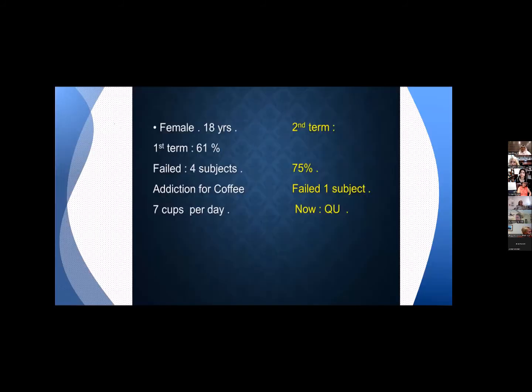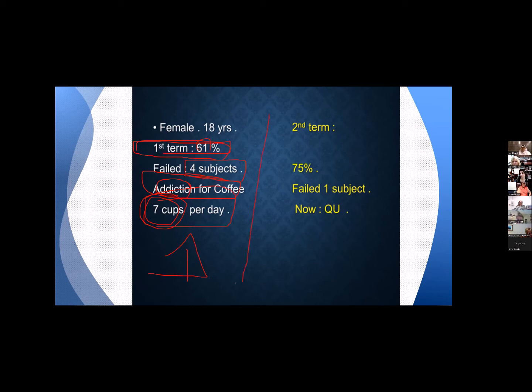And we have this little lady. She is in high school, and her mother brought her. In the first term she scored 61 in the government exams, and she was failing 4 subjects. And she was addicted to coffee. We got the biomarker of addiction in her analysis. She drinks 7 large cups a day from Starbucks. So she's trying to keep her brain awake so she can study.